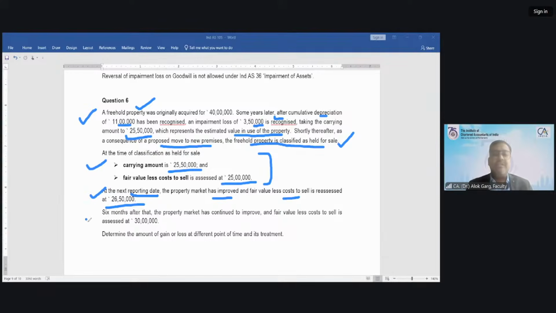6 months after that, the property market has continued to improve and fair value less cost to sell is assessed at 30 lakh. Again, one more reporting date came. Reporting date is not only annual. It could be quarterly also for listed companies, right? They're closing their books of accounts and publishing their results on a quarterly basis.